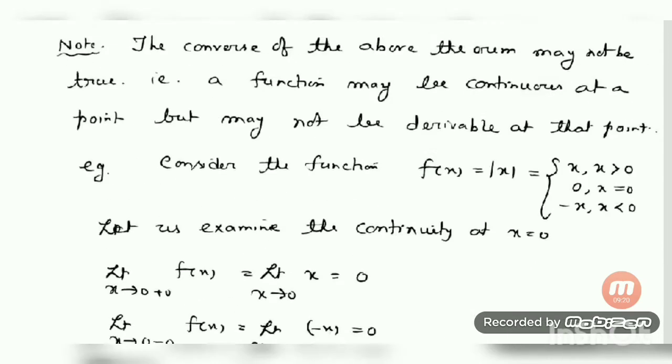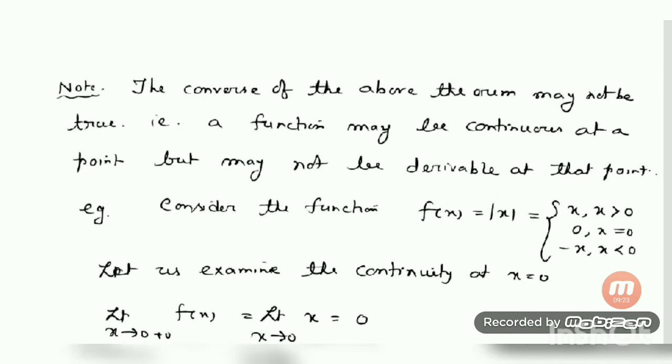Now we see second. Let us discuss one more result. That is, the converse of the above theorem is not true. And what is the converse? We have got differentiability implies continuity, but continuity does not imply differentiability always. The converse of the theorem may not be true. That is, a function may be continuous at a point, but it may not be differentiable at that particular point.